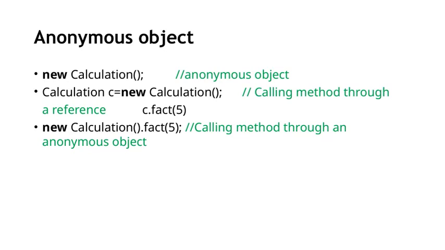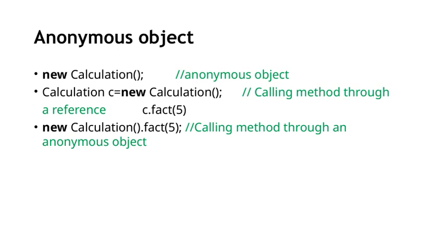Let's take a closer look at anonymous objects in Java. When we write new calculation, without assigning it to a variable, we're creating what's called an anonymous object. Now, this object exists just for that immediate purpose and can't be referenced later. On the other hand, if we do calculation C equals new calculation, we're creating an object and storing it in a variable named C. This allows us to call methods through that reference, like C.fact(5). This approach is useful when we need to reuse the object or call multiple methods on it.